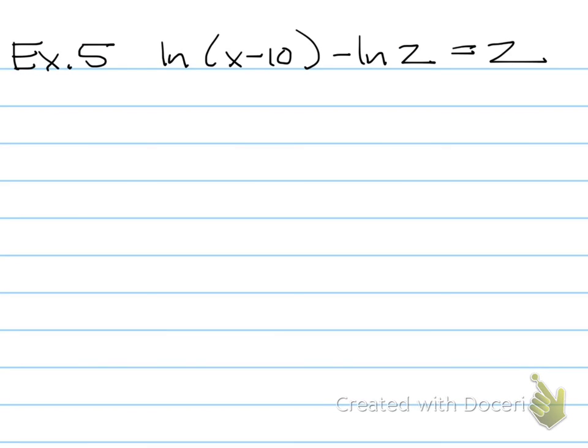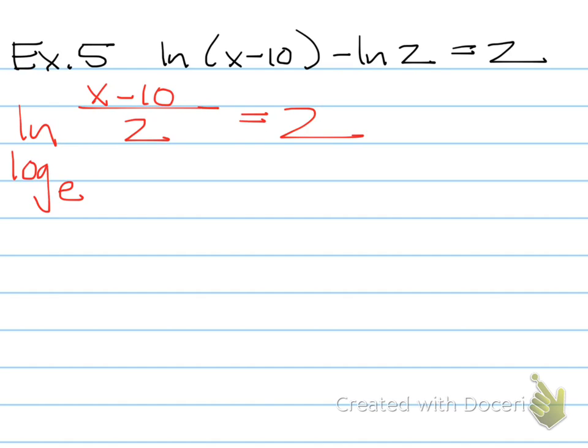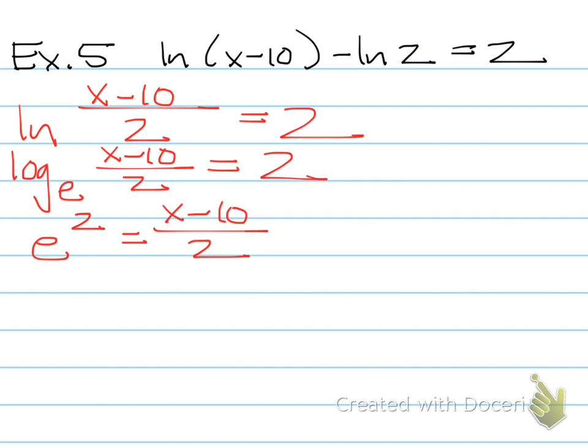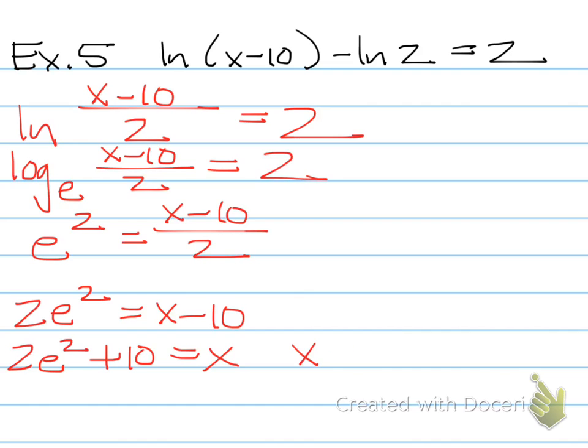Alright, again, we want to condense the two logarithms on the left side of the equation. Since they're being subtracted, that's the same thing as when we condense them to divide what we're taking the logarithm of. And then rewrite the natural log as log base e. Put it in exponential form by writing e squared equals x minus 10 over 2. And to isolate the x, we need to multiply both sides by 2. And then add 10 to both sides. So x equals 2e squared plus 10.